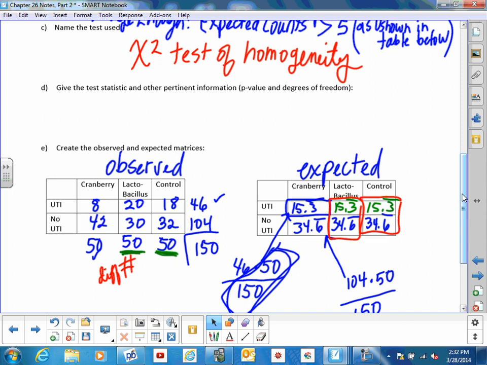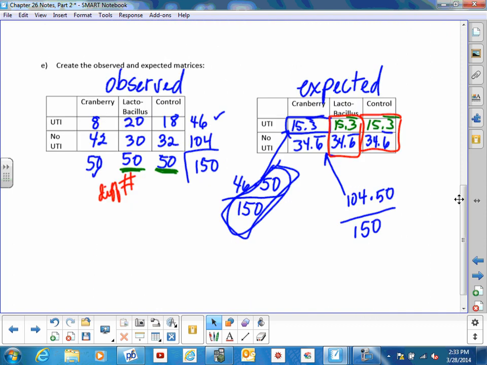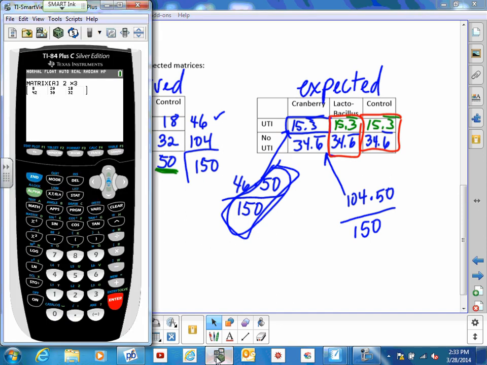We put expected. And that's because the M&M's company told us what to expect. But here, nobody's telling us what to expect. We're checking to see if they're the same, and therefore they are formula-based, hence this row times column over the total. So we let the calculator do the expected for us. We don't even have to put in a matrix B. It can compute it for us.